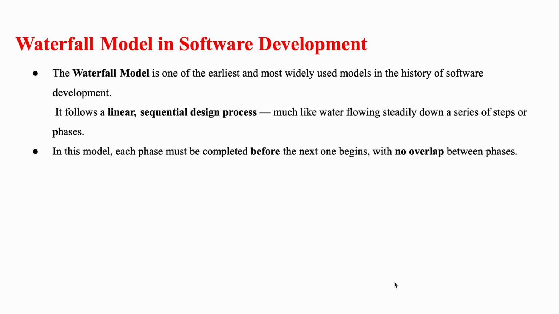Now, let's talk about the waterfall model, which is actually one of the earliest and most well known models in the history of software development. The idea behind waterfall is pretty simple. It follows a linear step by step process. You can think of it like water flowing steadily down a series of steps. Once you move forward, you don't go back. In this model, you have to complete each phase fully before moving to the next one. So there's no overlap and no jumping around between phases. That's why it's called waterfall. Everything flows downward in order.